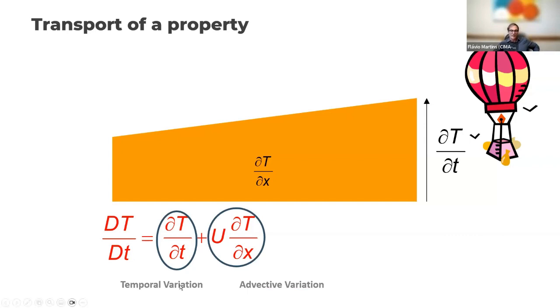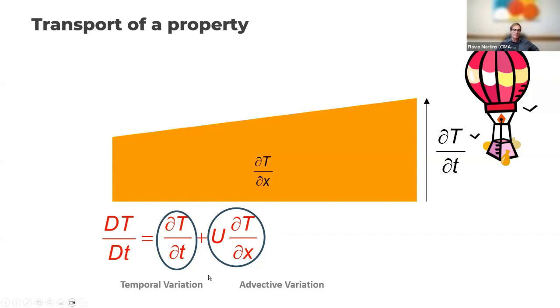So this is a variation due to the time variation of the environment, and this is an advective variation. It's due to the spatial gradient and the velocity. In this case, it's a balloon, but obviously this is the story of every fluid particle when the fluid moves in our environment. You see? So this is how we describe the variation of a property in a fluid with these two terms.